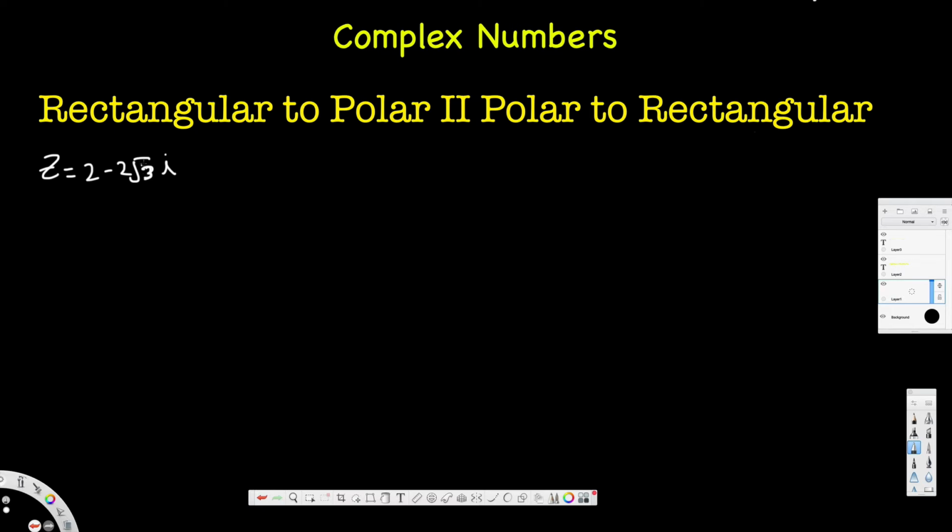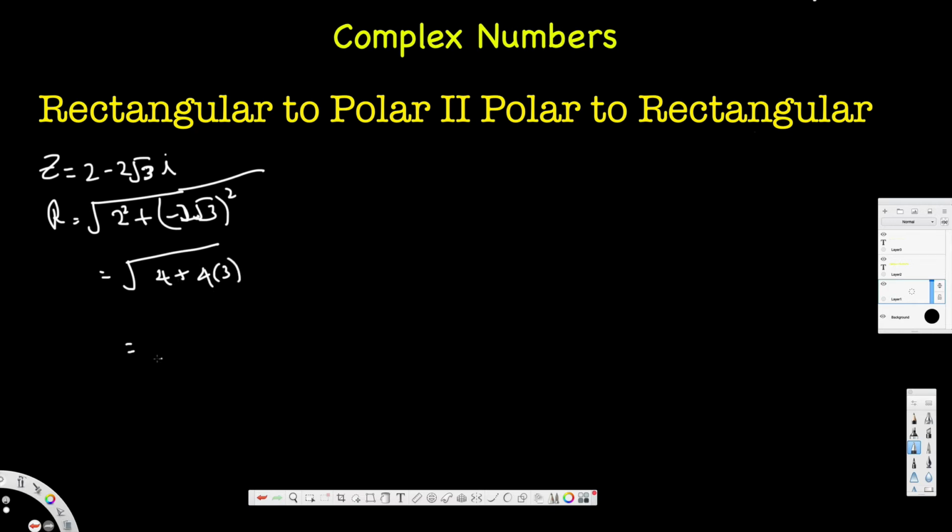Now in order to convert this into polar form, we have to find r first. R is equal to the square root of a squared plus b squared. In our case a is 2 and b is negative 2 root 3, and if we square both we get 2 squared, which is 4, and negative 2 root 3 squared is 4 times 3, which is 12. So we get 4 plus 12, that is 16, and 16 is a square number, so it's just 4. So r is equal to 4. Now the next step is to find theta.